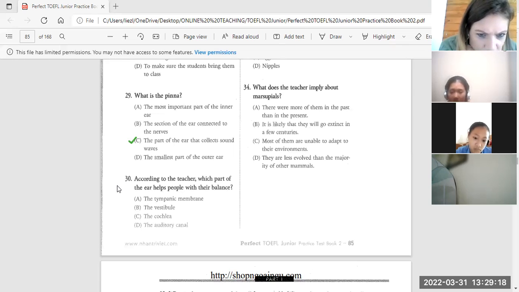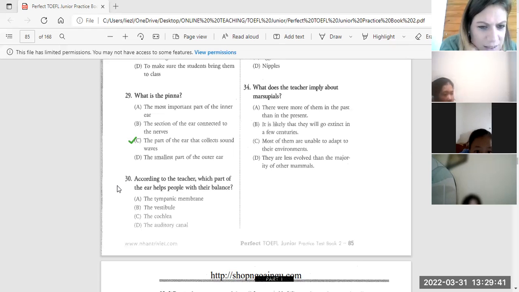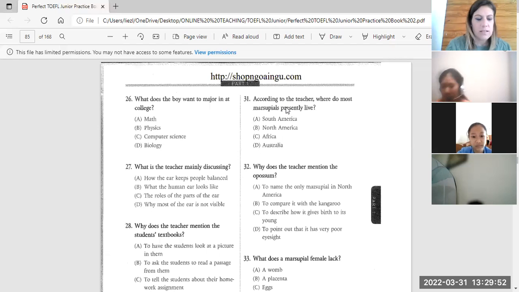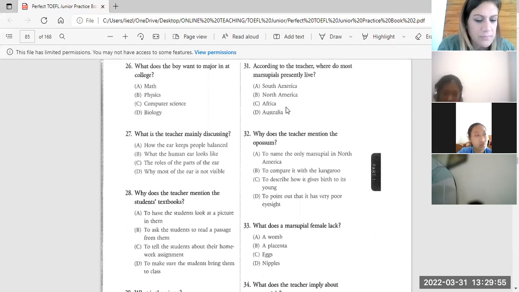According to the teacher, which part of the ear helps people with their balance? Oh, the vestibule and the three semicircular canals, the vestibule. Number 30. What's your answer there? B. B, yes, the vestibule helps you with your balance and the three circular canals. Okay, let's have a look at number 31.